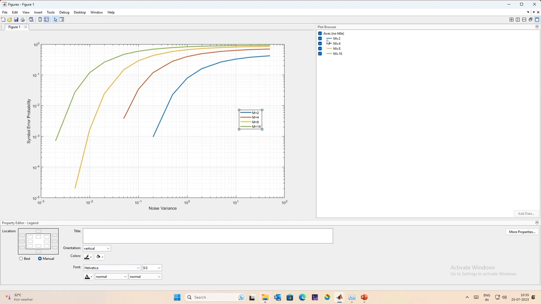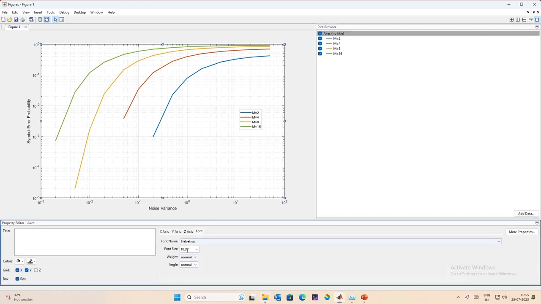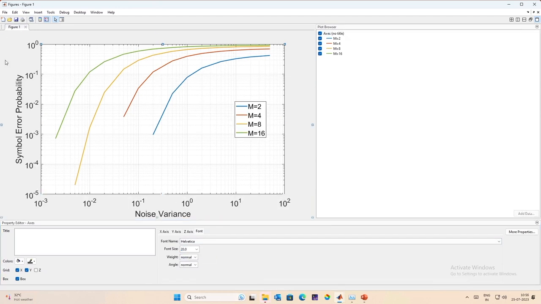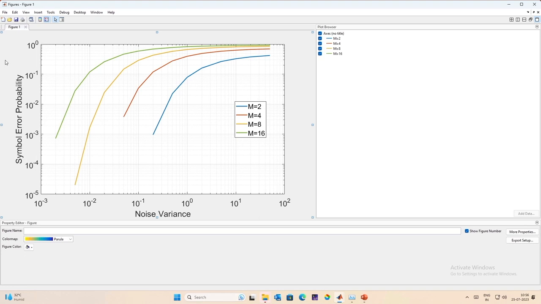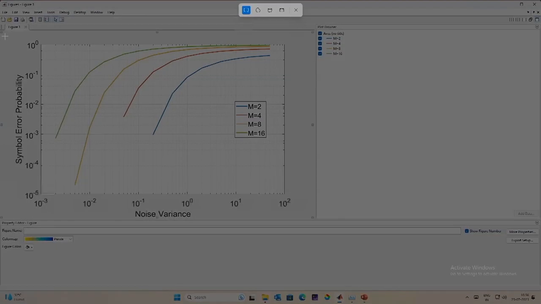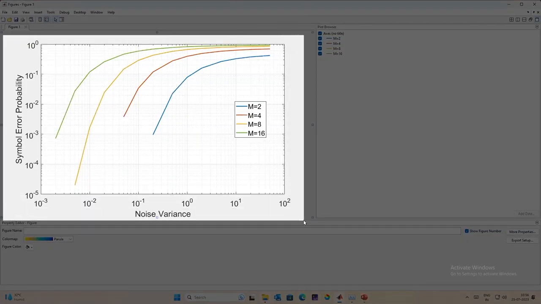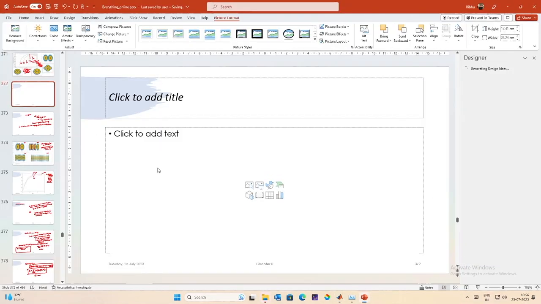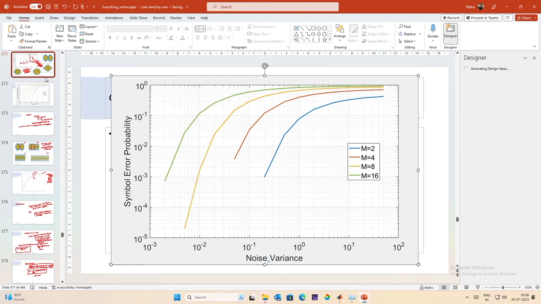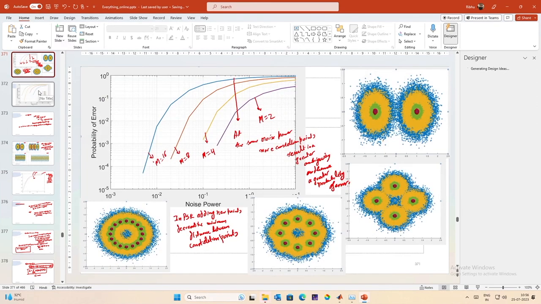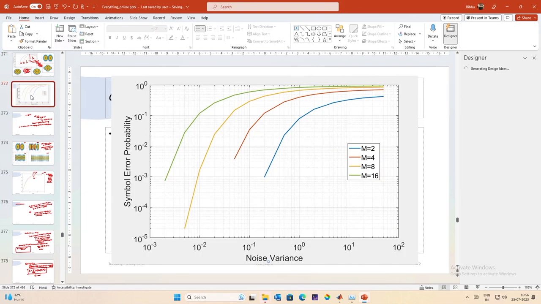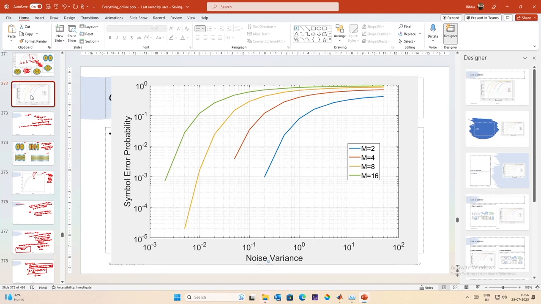This is done. So font size, yes, font size needs to be increased to 20. And this is done. Let me copy this. Placed here. And actually this time round I went from lower to upper, but nonetheless this gives us a similar pattern, for the same energies. This gives us a similar pattern as seen by us in the case of PSK.